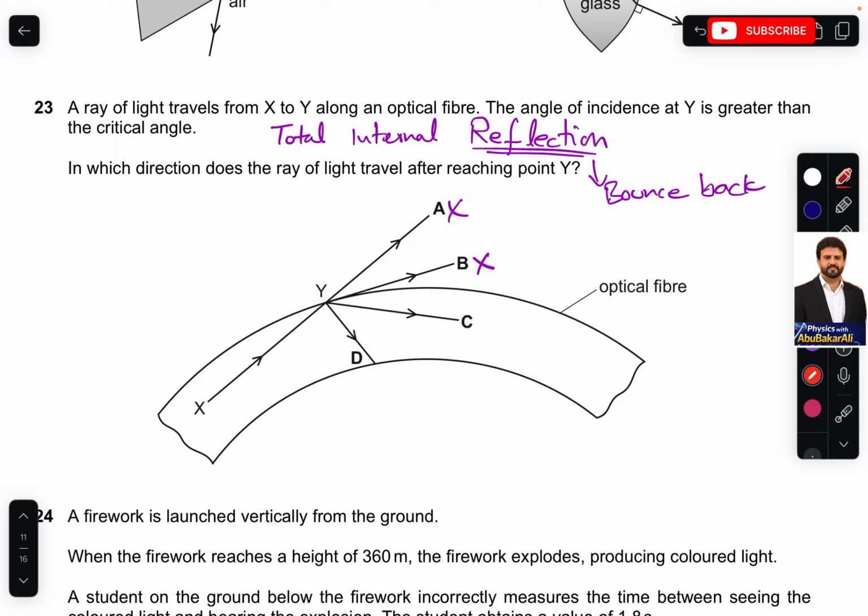So as it is a reflection case, you have to draw the normal here. This is the angle of incidence. The angle of reflection should also be equal. This is very small. It's not equal. This is almost equal. So it's option C that is correct. Angle of incidence must be equal to angle of reflection for the law of reflection.